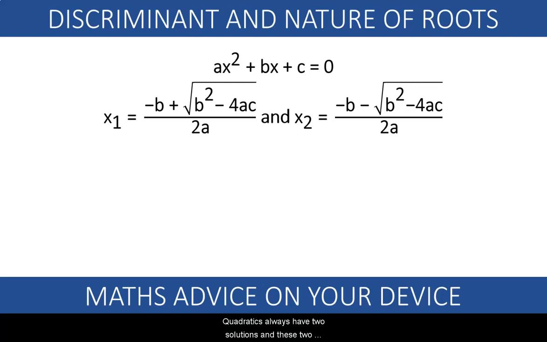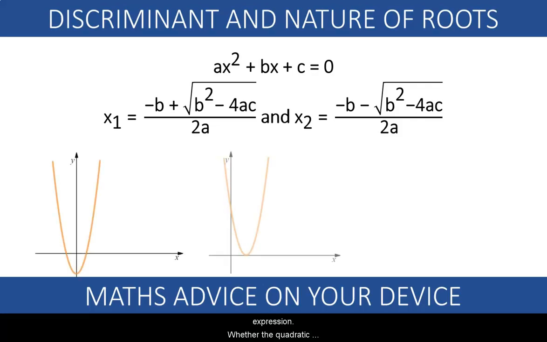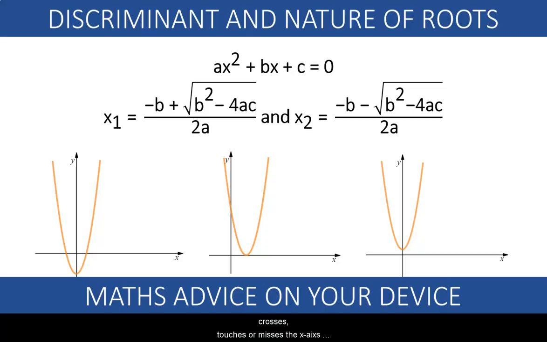Quadratics always have two solutions, and these two solutions are linked to the graph of y equals the quadratic expression. Whether the quadratic crosses, touches, or misses the x-axis has a lot to do with the coefficients a, b, and c. The discriminant is found evaluating b squared minus 4ac.